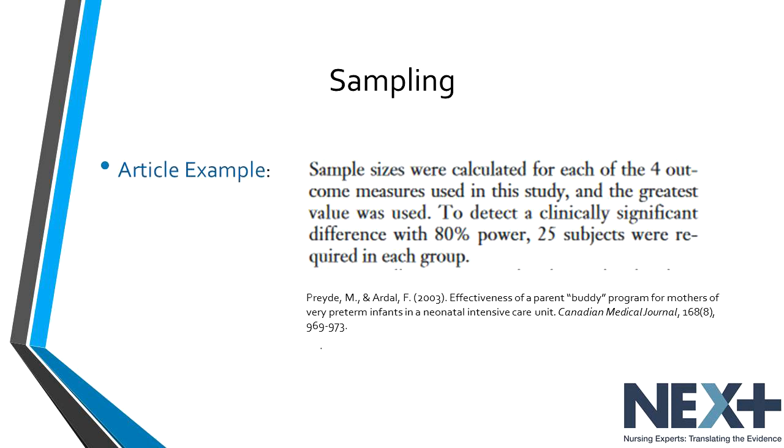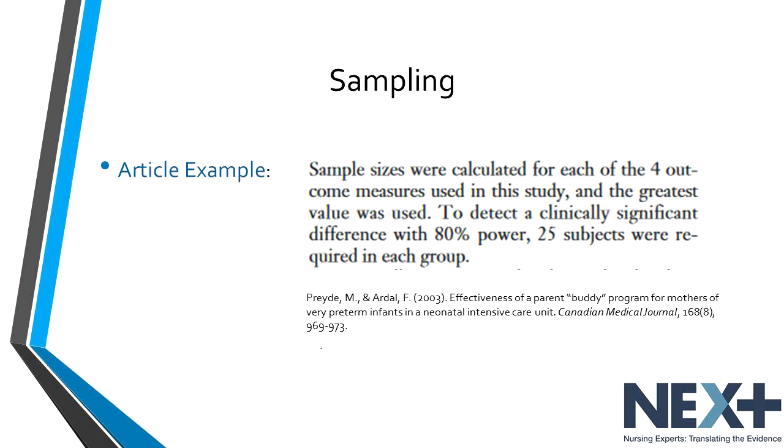Here is an example from a published article. Notice in this brief example that the authors explain that the sample sizes were calculated and an 80% power was obtained. An 80% or higher is usually desirable. Sometimes the number isn't always reported, but you are looking for any description of how they determined the size of the sample and if it was appropriate.